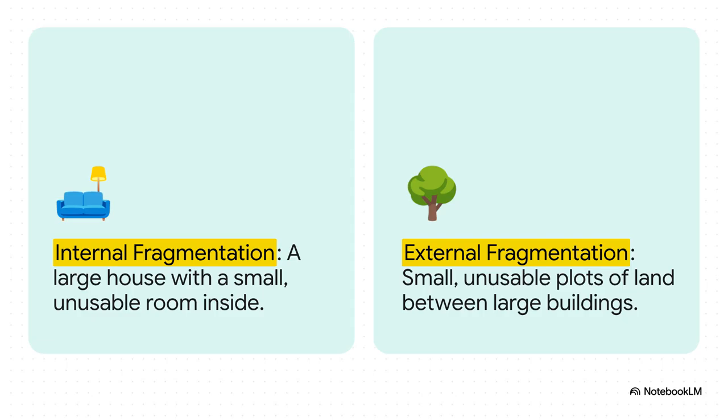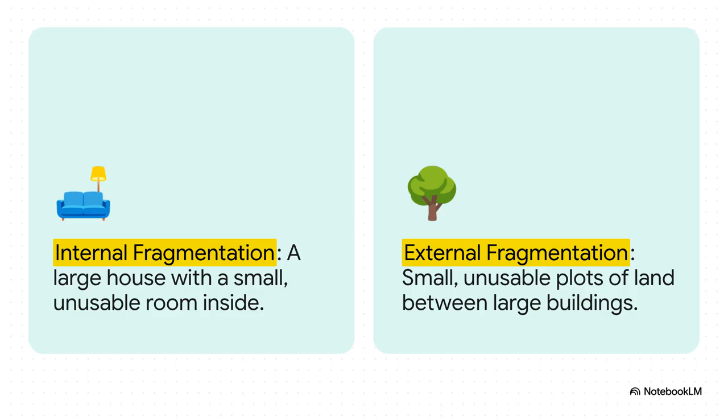But zoning isn't always perfect. It can lead to some wasted space. You can get something called internal fragmentation. Picture a huge house, but it has a tiny, oddly shaped room inside that's just useless. Or you can get external fragmentation. Think of those small, unusable little plots of land stuck between big buildings. Luckily, the OS has some really clever tricks up its sleeve to clean up this mess and keep the city running efficiently.